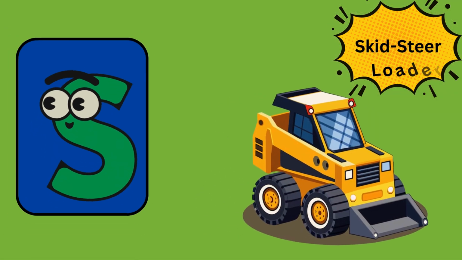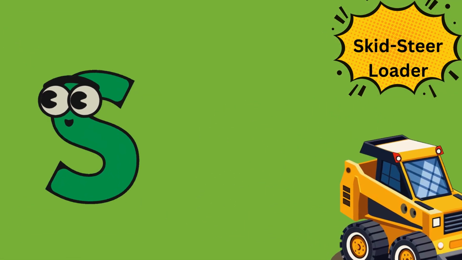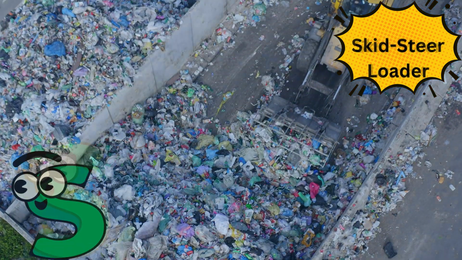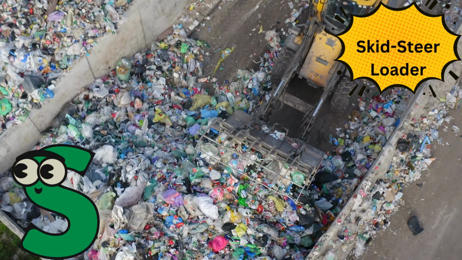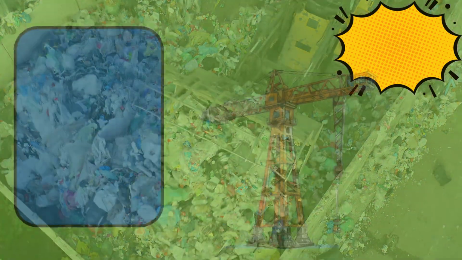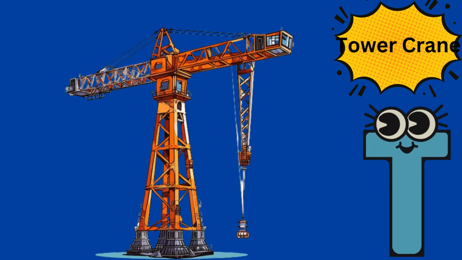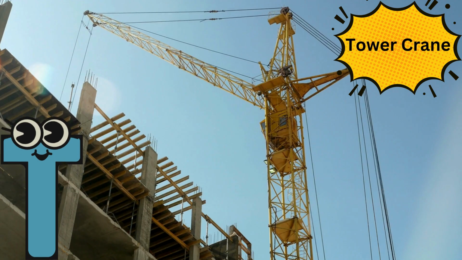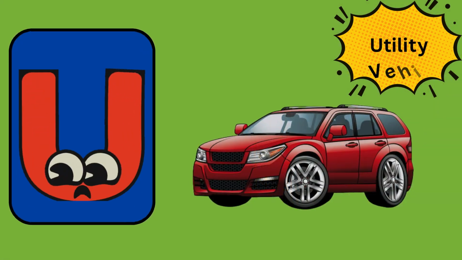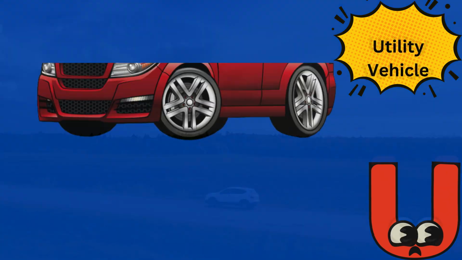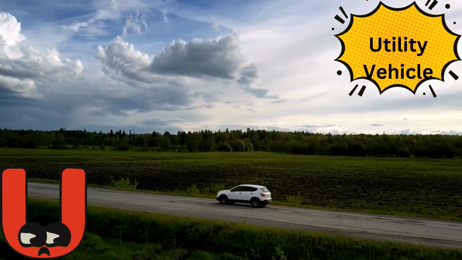S is for skid steer loader, moving dirt with power and order. T is for tower crane, lifting high again and again. U is for utility vehicle, helping workers, it's so practical.